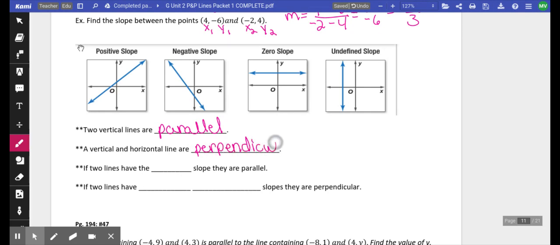Parallel means they will never cross. Perpendicular means they meet at a right angle. I'm writing those down for you.